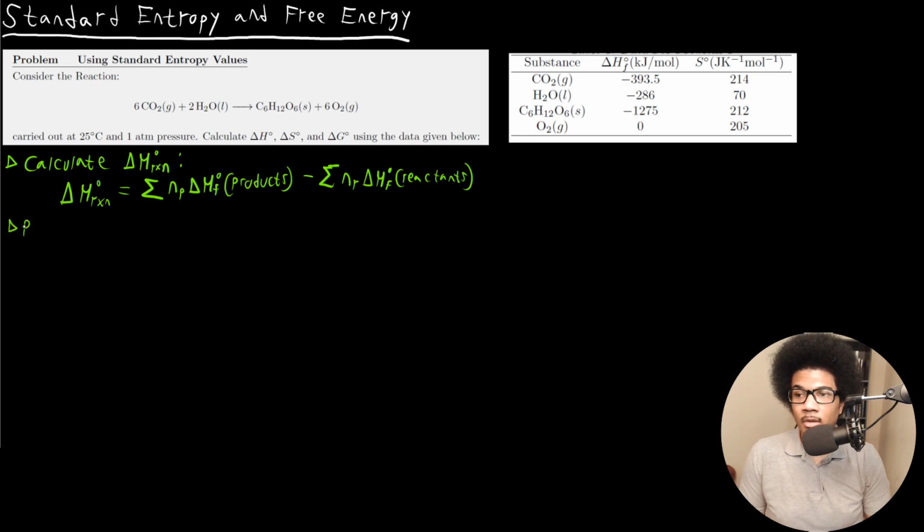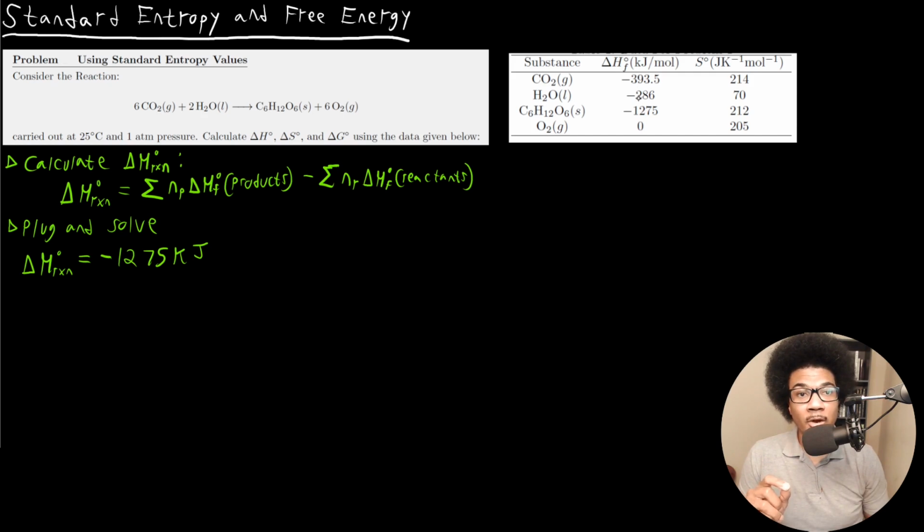So let's do that. We're going to plug and solve. Enthalpy for the reaction: our products are glucose and O2. The enthalpy of formation of C6H12O6 is going to be negative 1,275 kilojoules per mole. It's only 1 mole of this that's produced in the reaction, so we don't need a stoichiometric coefficient out front. We can just put negative 1,275 kilojoules out front.